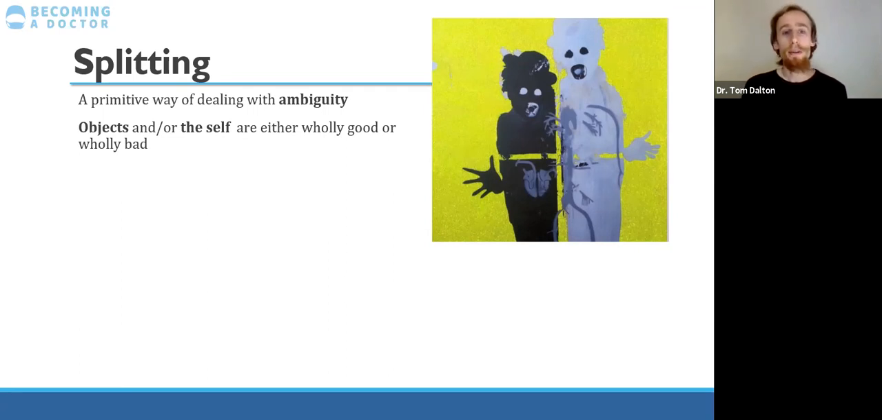And it's not the case that people who have EUPD just split everyone all the time. It's just that sometimes, particularly when they're stressed, this can come out and become obvious. And also, it doesn't just apply to other people, it's also yourself. So objects, in psychodynamic theory, are anything that isn't you. So other people, that's an object, that's what I mean by that.